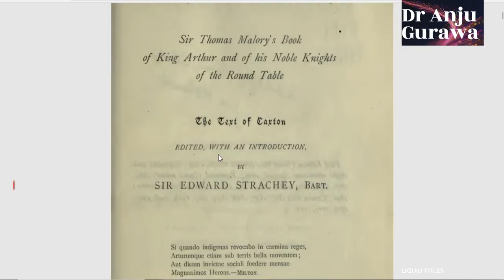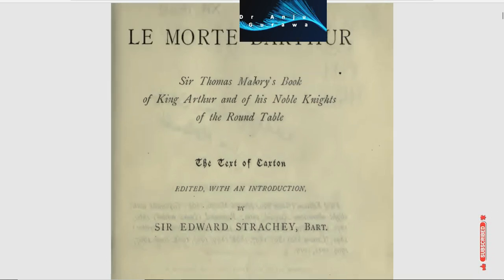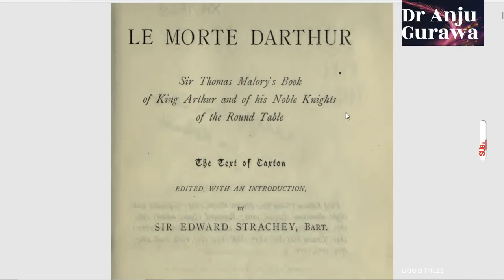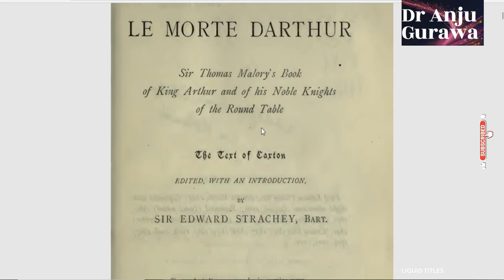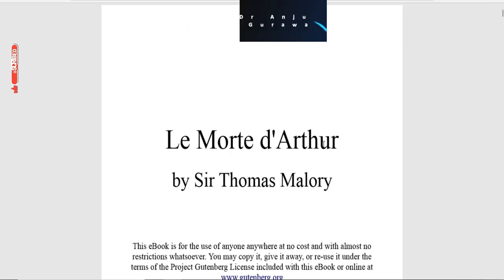with an introduction by Sir Edward Strachey, edited with an introduction. This is Sir Thomas Malory's Book of King Arthur and of His Noble Knights of the Round Table. So we will discuss this book, right? And apart from that, this is another book which I have got for you, Le Morte d'Arthur by Sir Thomas Malory.